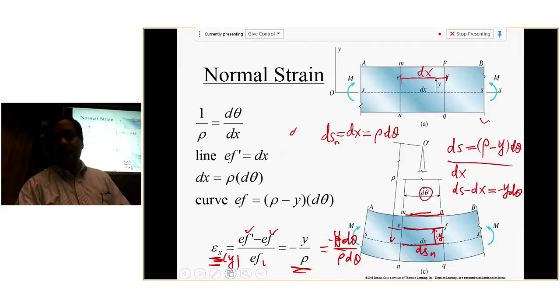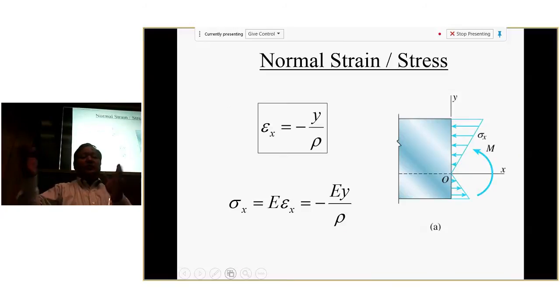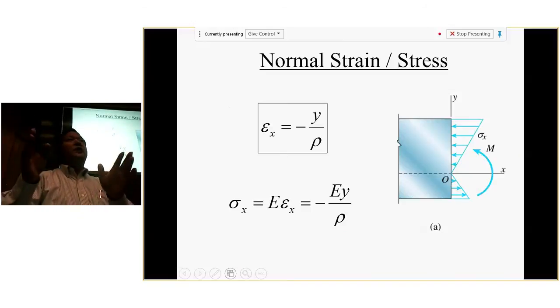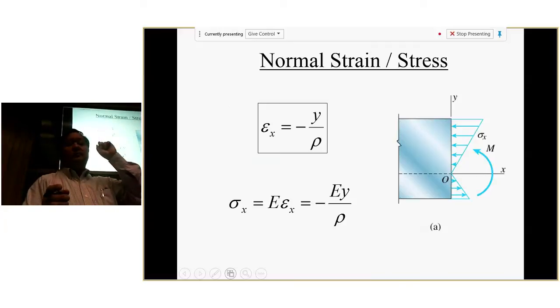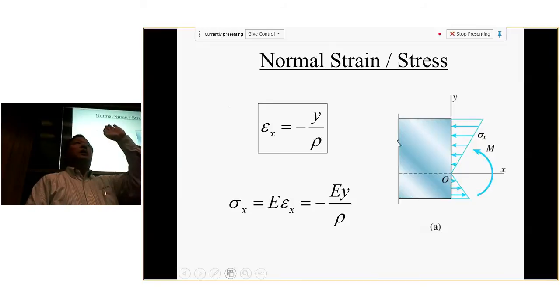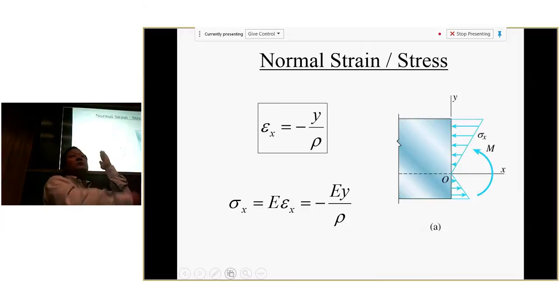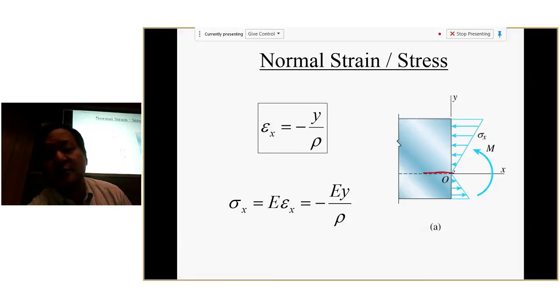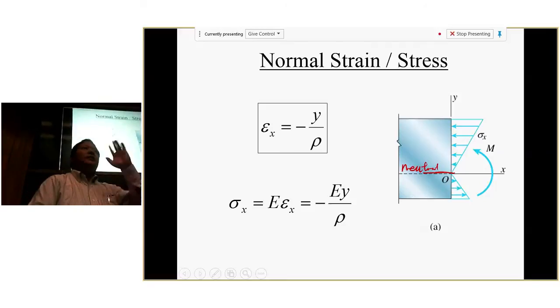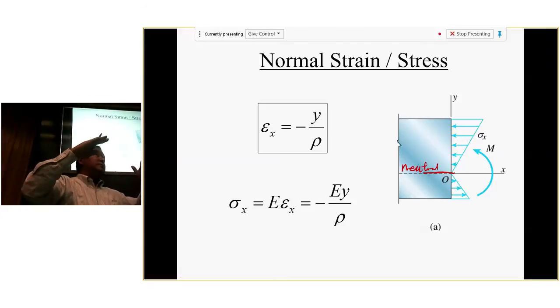Now, summarize what we just got. The strain at location y is y over rho. So how does the strain change in a cross section of a beam? It's linearly proportional to y. So when y equals 0, the strain is 0. Where is y equals 0? The middle, the neutral axis. This is the neutral plane or neutral axis. That's where strain is 0. That's easy to follow.